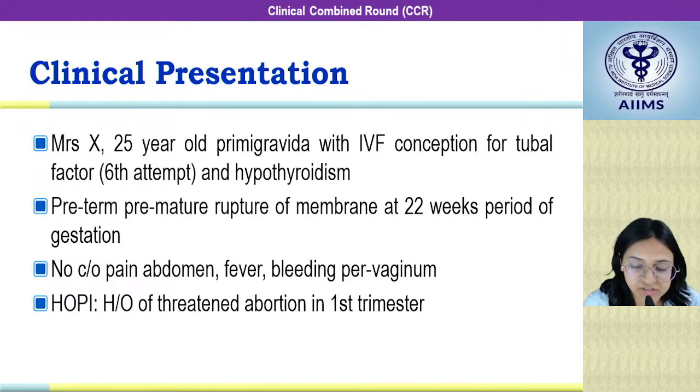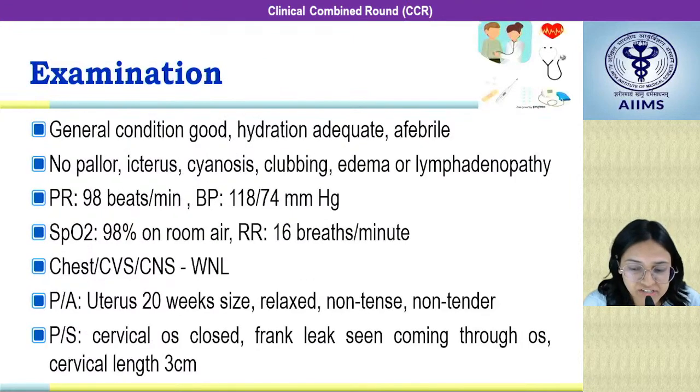Her antenatal history was quite unremarkable. However, there was a history of threatened abortion in the first trimester. On presentation and examination, her general condition was good. There was no pallor, icterus, cyanosis, clubbing. Vitals were stable. There was no significant abnormal finding on systemic examination. On per abdomen examination, the uterus corresponded to 20-week size. It was relaxed, non-tense and non-tender. There was no foul smelling discharge, but we could see a frank leak coming through the os.